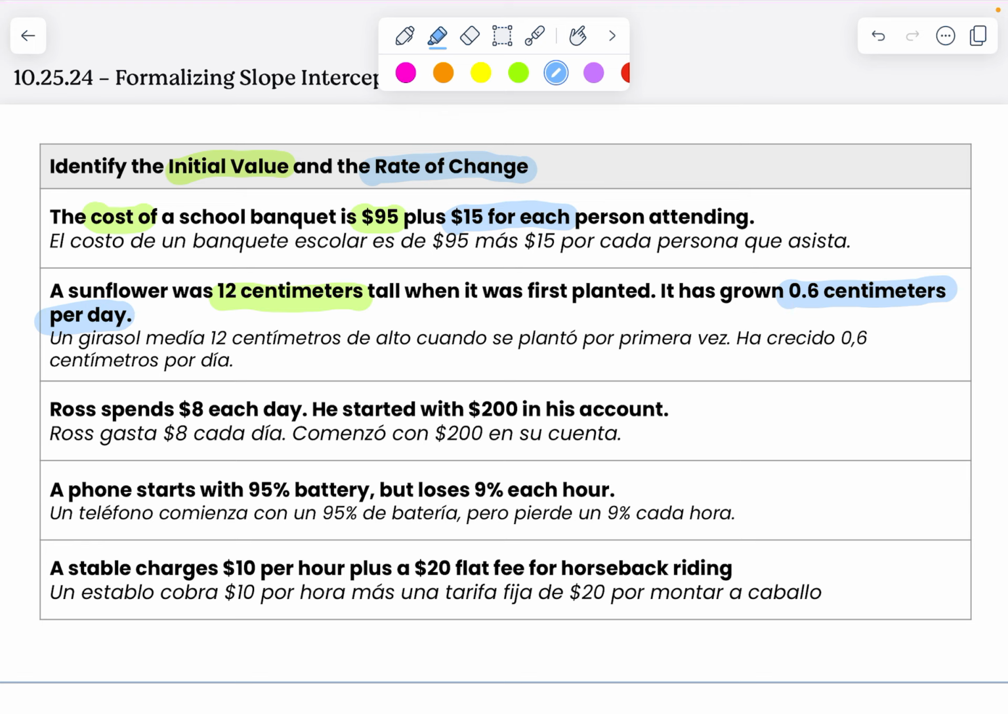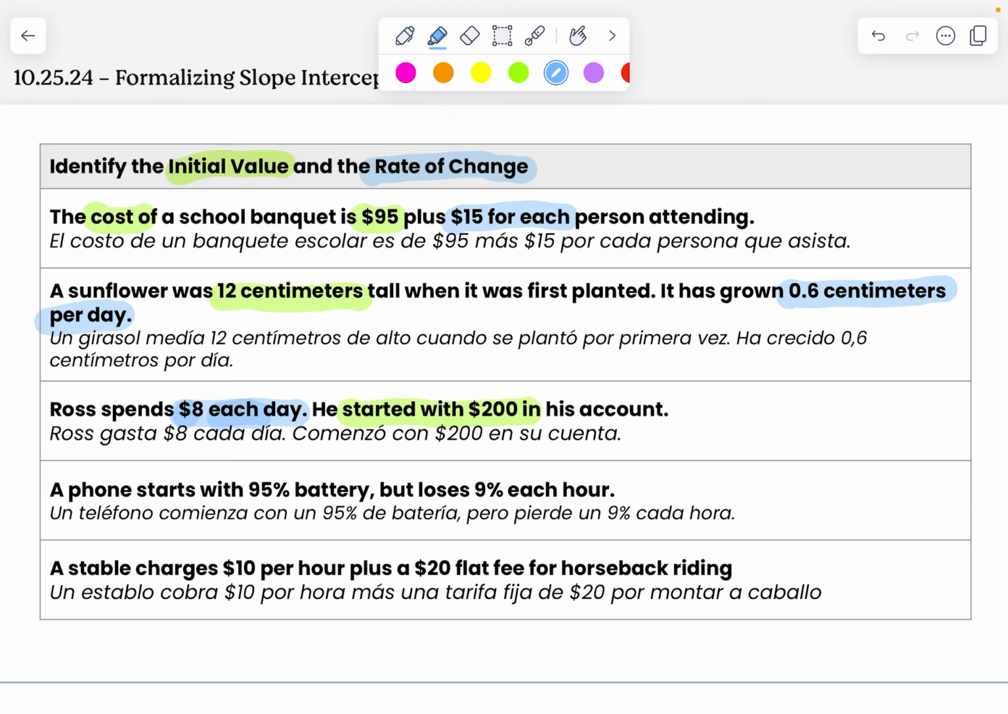Our next situation says Ross spends $8 every day. He started with $200 in his account. So we want to find out the initial value. How much money did he start with? Well, he started with $200. So that must be the initial value. And he spends $8 every single day, right? The word each is appearing again. If he's spending money, his account is decreasing. 200 minus 8, and then minus 8 again, and then minus 8 again, right? As every day passes.